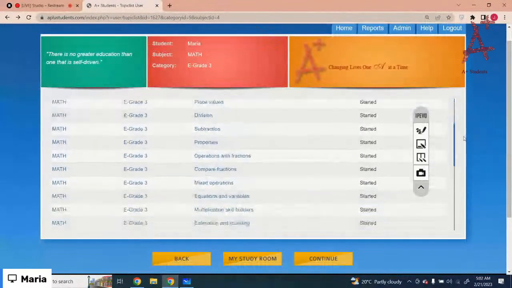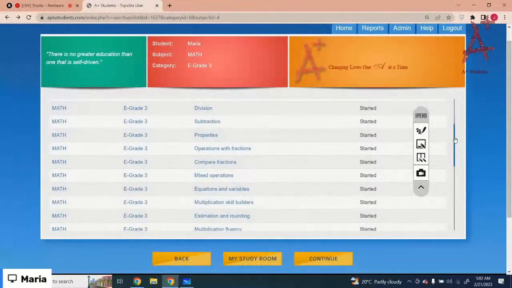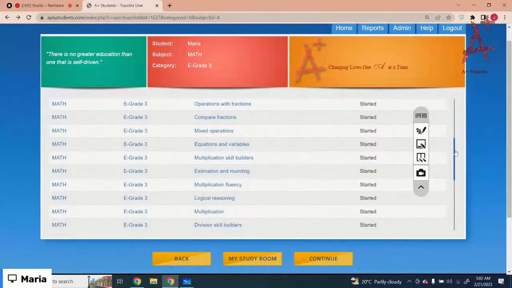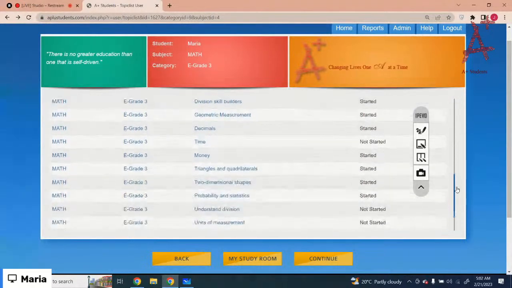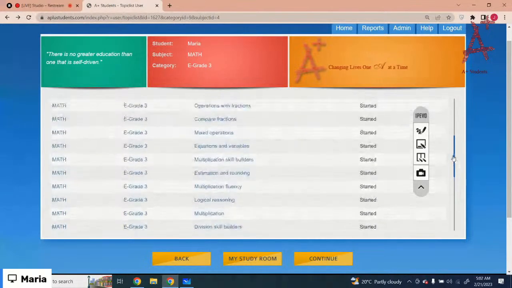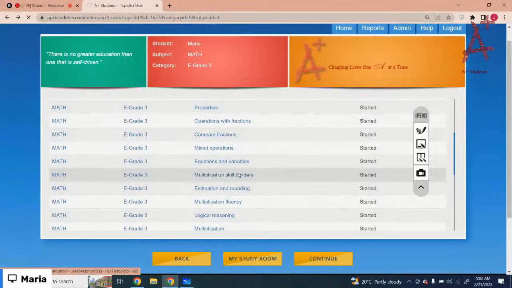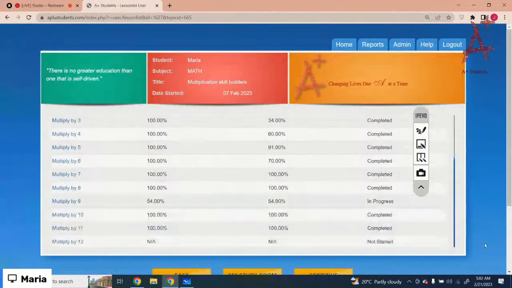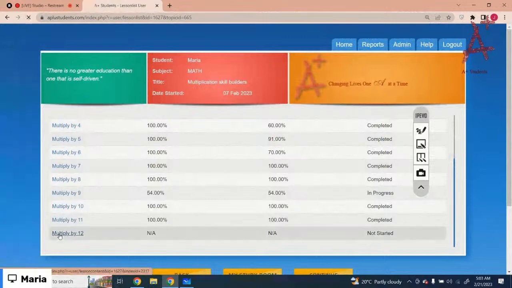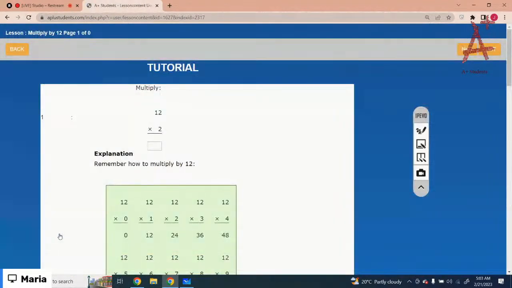Here I am on grade 3 maths. The chapter name is multiplication skill builders. Here is the chapter. And let's start with the last lesson, that is multiply by 12. Okay, so we're going to learn how to multiply by 12. Got it? So multiplying by 12 is very easy.